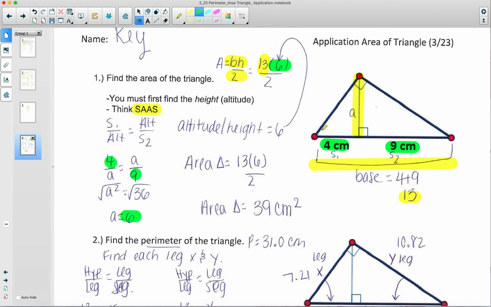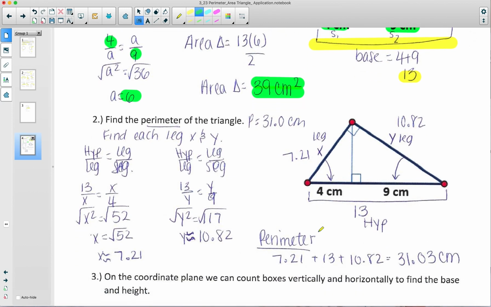So I go here and I substitute it in. So now I know I can assess 13 times 6 divided by 2, and it gives us a total area of 39 centimeters squared. Right? Units squared because it is area.